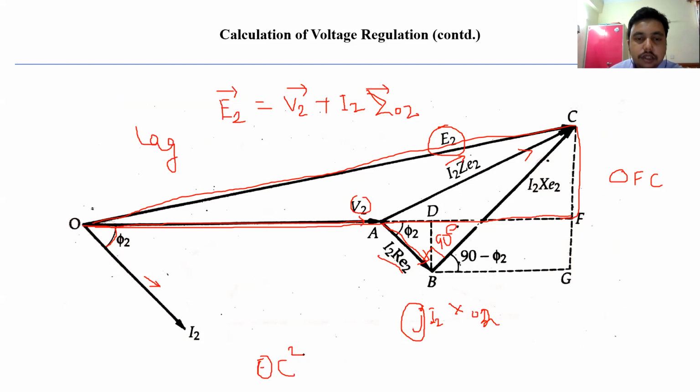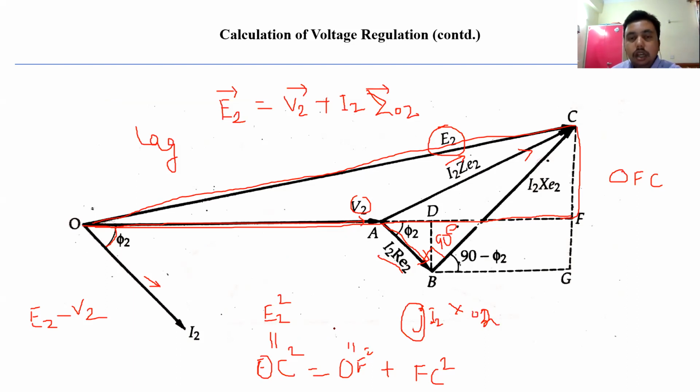OC squared is equal to OF squared plus FC squared. OC is nothing but your E2, so it will be E2 whole squared, and basically our objective is to find this difference, E2 minus V2. So from where will you get V2? For V2, you can expand this OF. You can expand the line segment OF as OA plus AD plus DF. All those expansions you can do.